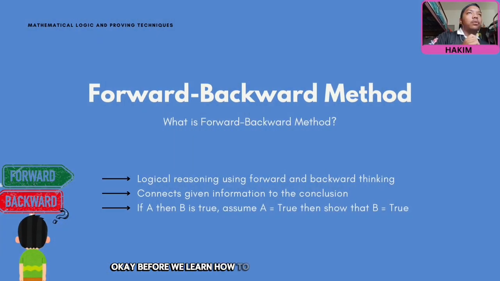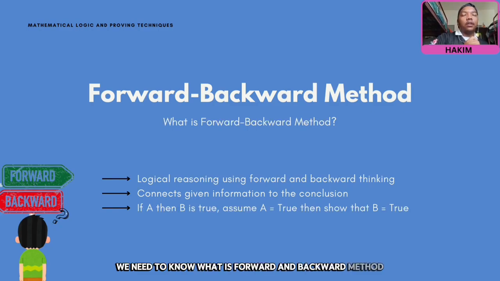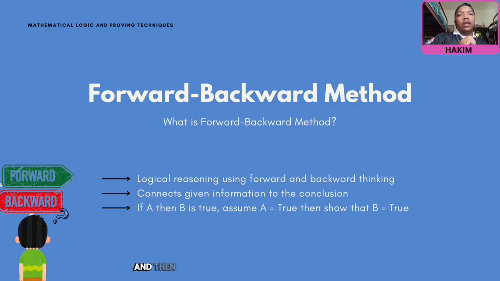Okay, before we learn how to use the forward and backward method, firstly we need to know what the forward and backward method is. Forward and backward method is logical reasoning using forward and backward thinking. Then we need to connect the given information that we get from the question to get the conclusion. For example, let's assume A is the hypothesis and B is the conclusion. To prove if A then B is true, we need to assume that A is true, and then use this to show that B is also true.